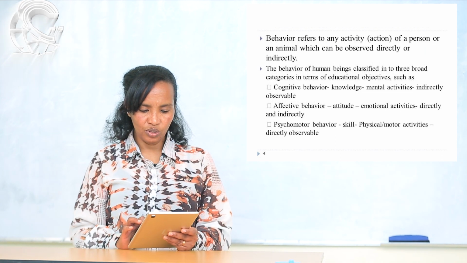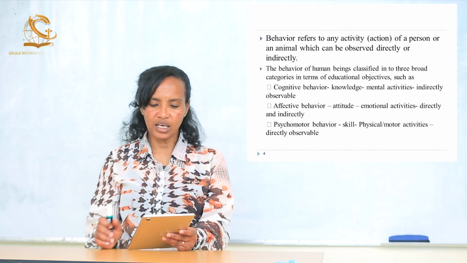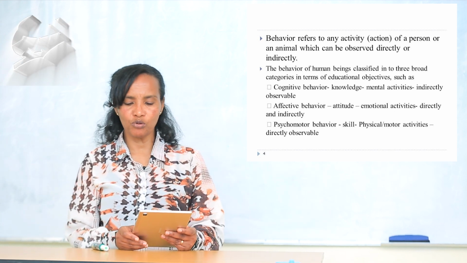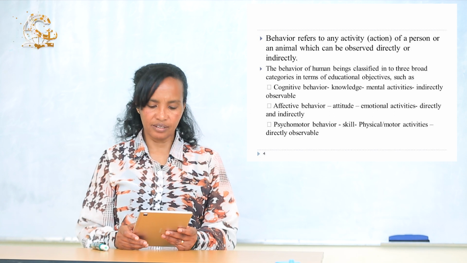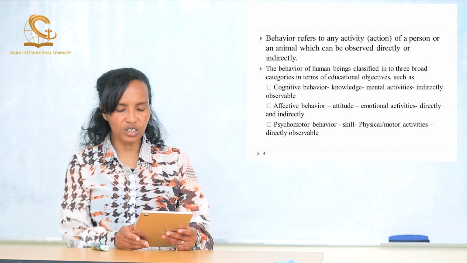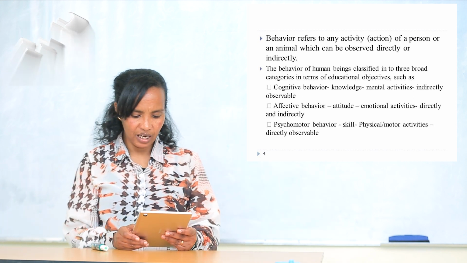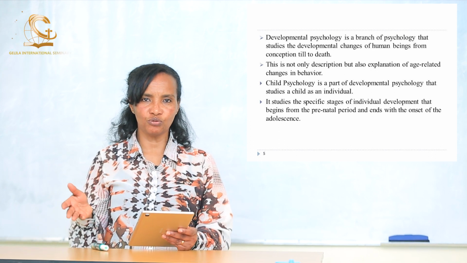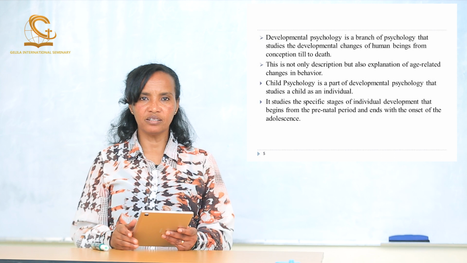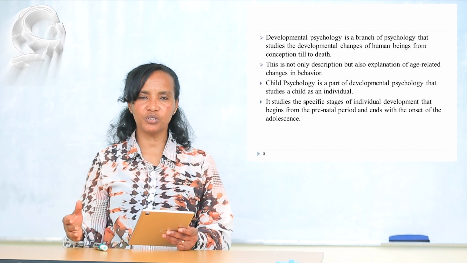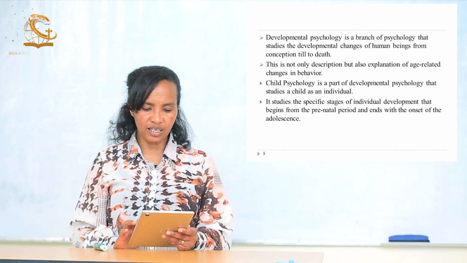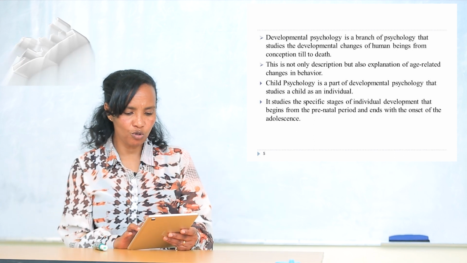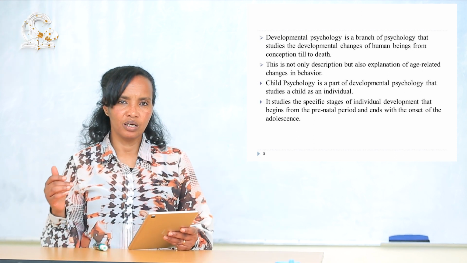Behavior refers to any activity or action of a human being or an animal which can be observed directly or indirectly. So it can be cognitive. There is cognitive behavior, affective behavior, and psychomotor behavior. Development is an irreversible sequence of states. So we can't reverse development. It starts from conception to death. So developmental psychology is a branch of psychology that studies developmental changes of human beings from conception till death.